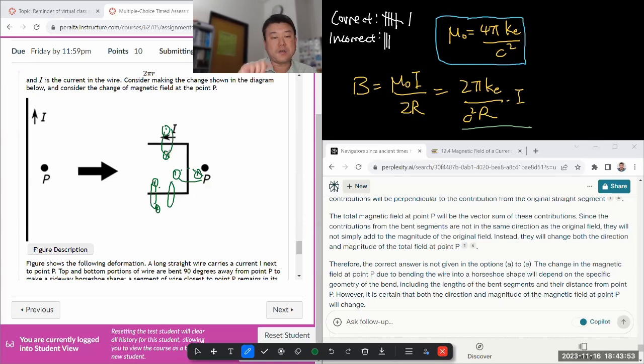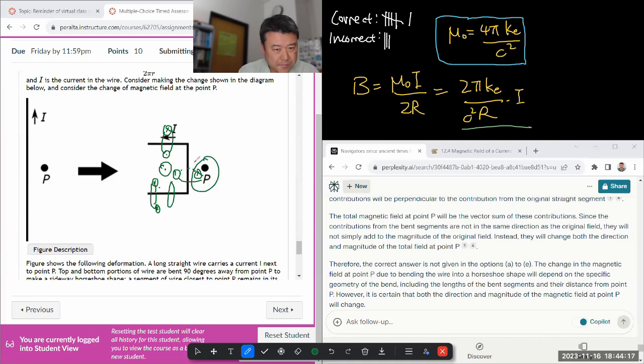Oh wait, I drew it wrong. So at the top, it's going into the screen, at the bottom, it's coming out of the screen. At the top, going into the screen, bottom, coming out. So yeah, these all add together. So within here, it's coming out of the screen. Now, none of this affects anything here, actually. This is what we are looking at.